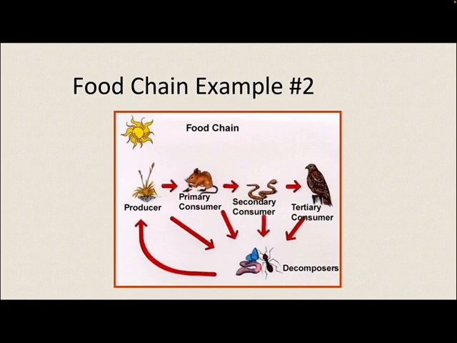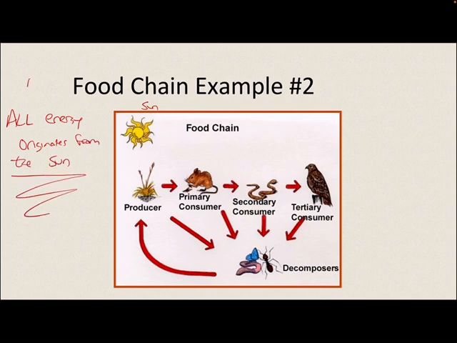Food chain. Now, in this food chain, we see the sun up here. And why is the sun up here, right? And we're going to learn this in a little bit, but I want you to at least have the knowledge for it now. All energy originates from the sun. This is extremely important, and again, we'll talk about it, but now that you've heard it, it'll at least be in your head.